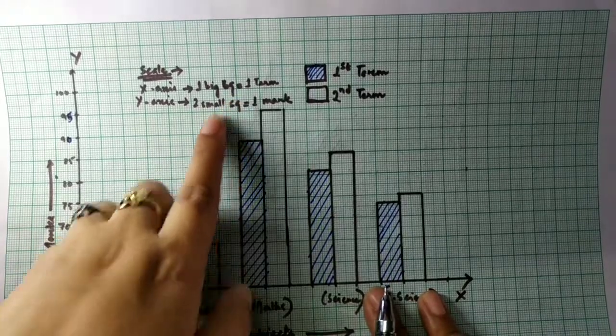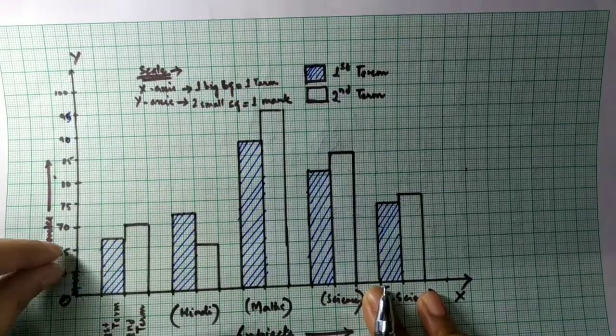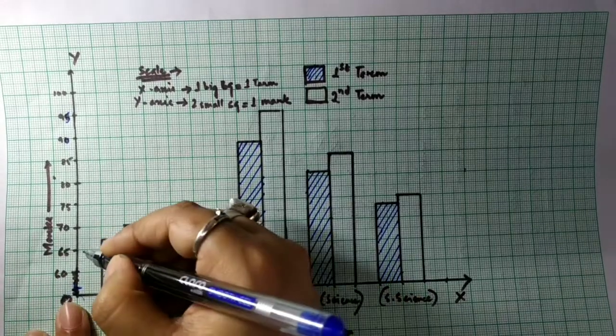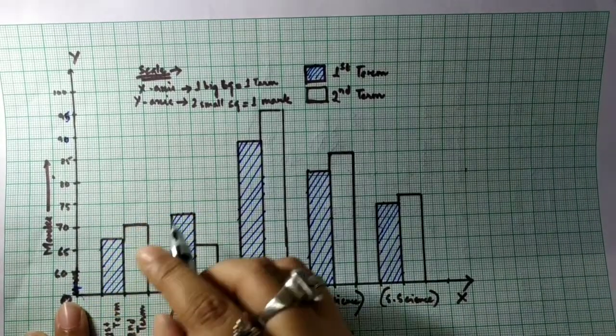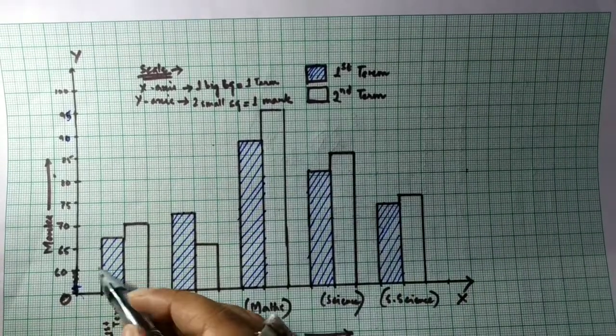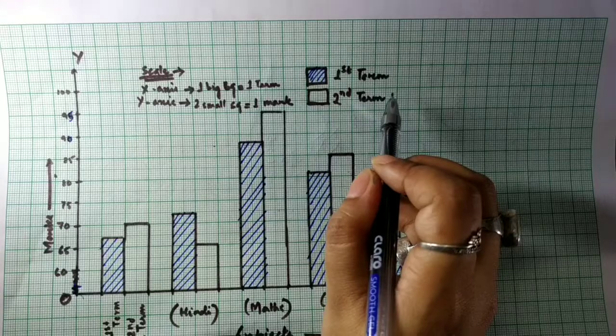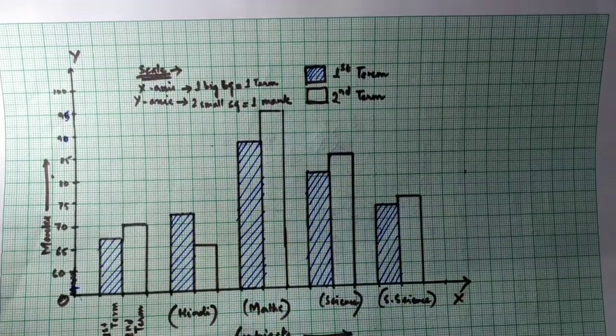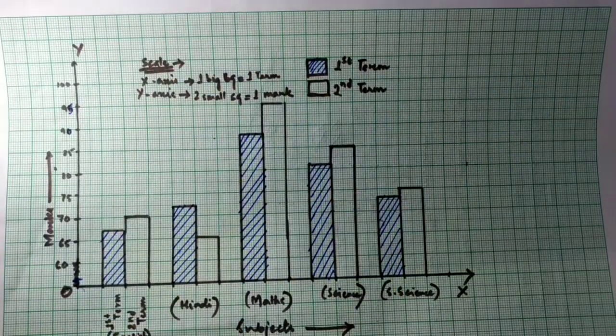And then on the y-axis I have taken, see, if this particular area has 5 marks, that means here 10 boxes, small squares here. So two small squares will depict 1 mark. That is what I have written. The shaded portion shows me the term 1 marks, and a non-shaded portion shows me the term 2 marks. So this is what my graph will look like.